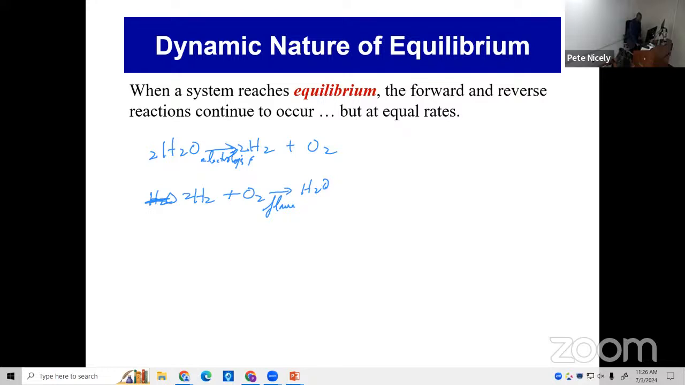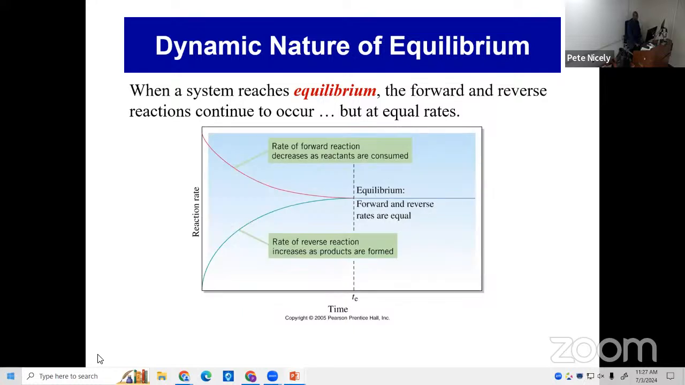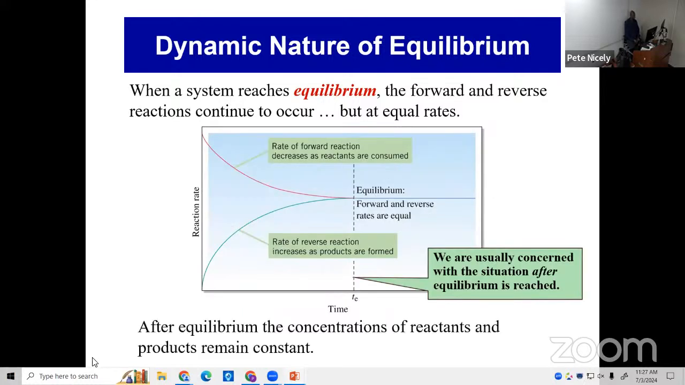Now, when it comes to an equilibrium system, that's a special situation of a reversible reaction, right? We say that the system reaches equilibrium, a state of dynamic equilibrium, when the rate of the reverse reaction and the rate of the forward reactions are equal to each other, all right? So both reactions are reversible and they're proceeding at equal rates. Okay, so this is just a graph showing you what we're talking about here.